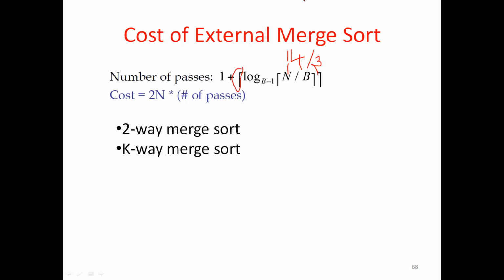So like this you calculate the number of passes required to do the sorting, and the cost, the time complexity, is 2n times the number of passes. And one more thing we are performing is two-way merge sort or k-way merge sort. You can use either two-way merge sort, three-way merge sort, or k-way merge sort. What is this two-way? I'll show you an example.